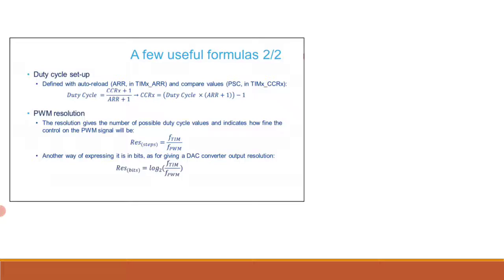Another way of expressing it is in bits, as for a DAC, digital to analog converter, output resolution. In this case, the resolution is based on the logarithm of the ratio between the timer clock frequency and the PWM frequency, the whole minus 1.